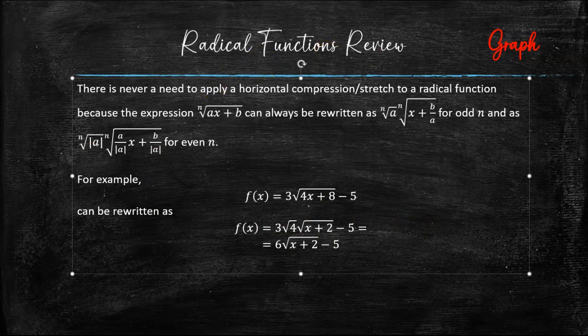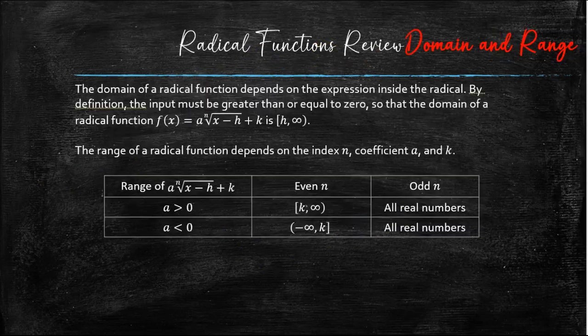Now that you have the graph of a function in front of you, you can start discussing its domain and the range. Domain of a radical function depends on the value of n. If n is odd, then domain is all real numbers. There are no constraints. You can put negative numbers inside of the cube root or 11th root.